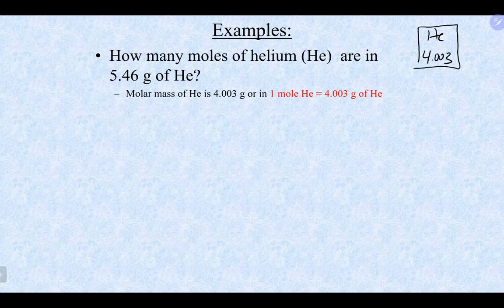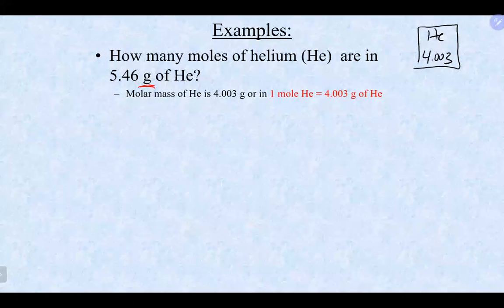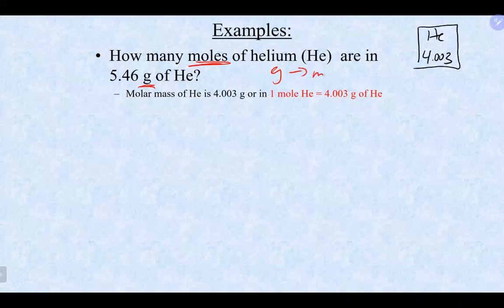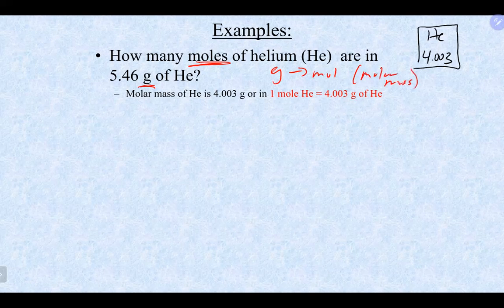So let's take a look at this. First off, we have grams and we want to go to moles. So do we need Avogadro's number here? The answer is we do not. There's no mention of molecules. There's no mention of atoms. So we don't need Avogadro's number. This again is a grams to mole situation, which is the molar mass. And that molar mass comes from the periodic table, basically.